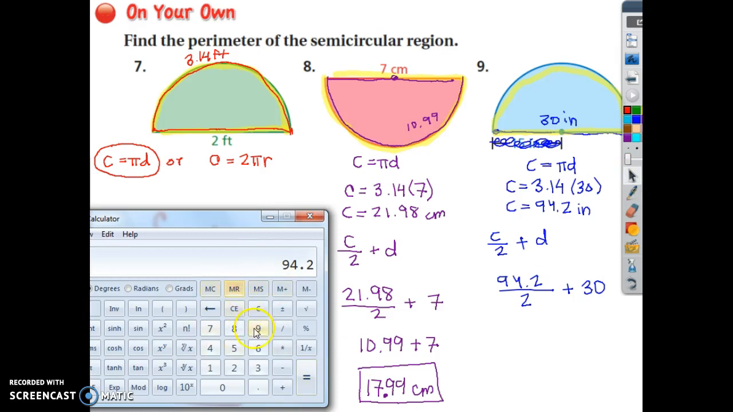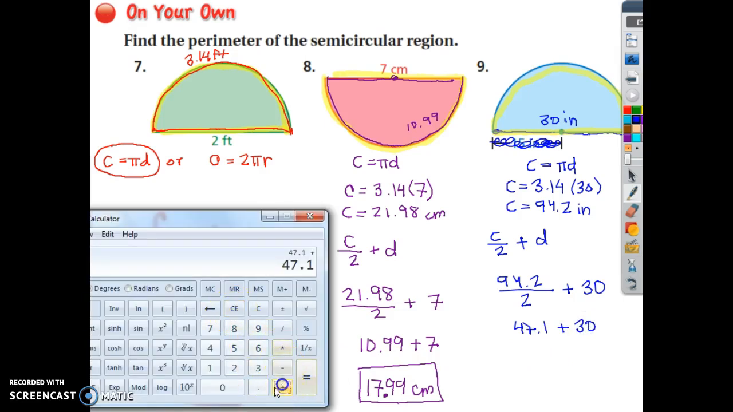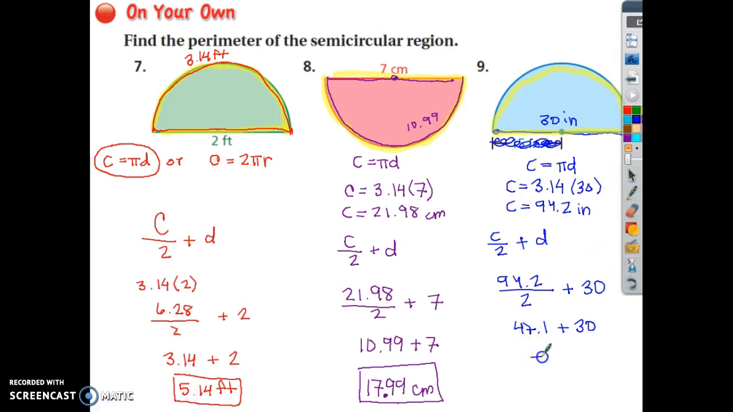So I have my 94.2 on my calculator. I'm going to go ahead and divide that by 2, and I get 47.1. So 47.1 plus 30. You may or may not want to use a calculator for this. If I add 30, I simply get 77.1. So the entire distance around my shape is 77.1. We found that the round part is 47.1 inches, and that flat part we already knew was 30 inches. So when we add those two together, we find the entire perimeter of 77.1 inches.